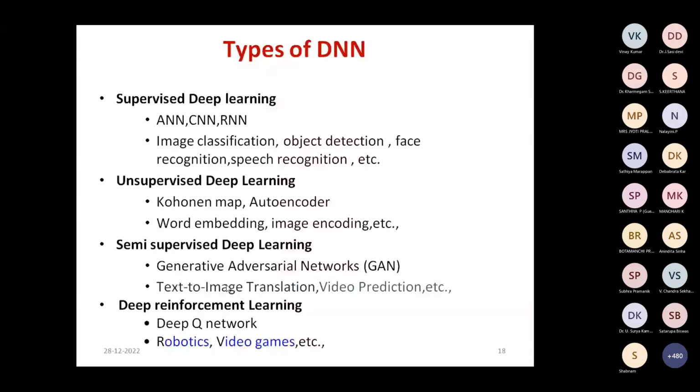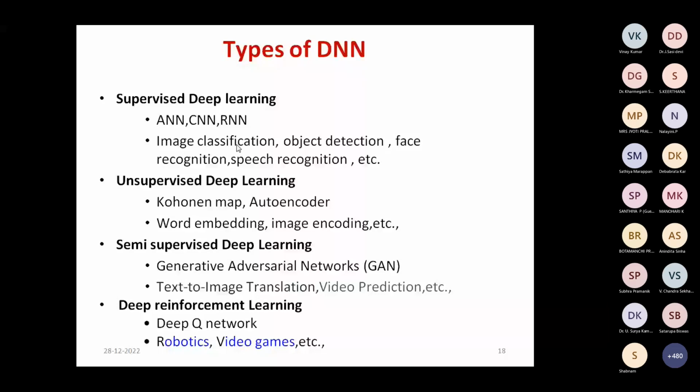I think the people may be familiar with a few deep neural networks. Have you heard about ANN, CNN, RNN? ANN is artificial neural network, CNN is convolutional neural network, RNN is recurrent neural network. Any researcher or student speaking about deep learning slightly jumps into CNN, RNN.